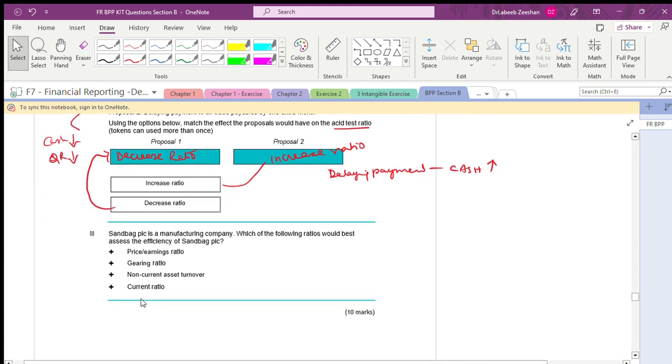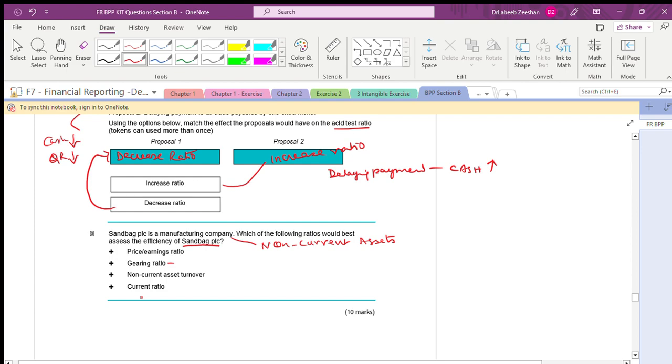Sandbag is a listed manufacturing company. Which of the following would best assess the efficiency of the Sandbag? When it is a manufacturing company, what are manufacturing companies mostly dominated and influenced by? Non-current assets. For them, the lifeline is the non-current assets. Price earning ratio is what you are investing on, what you are expecting.